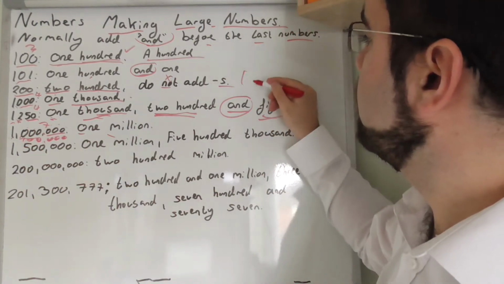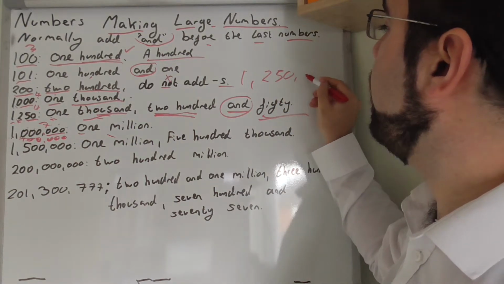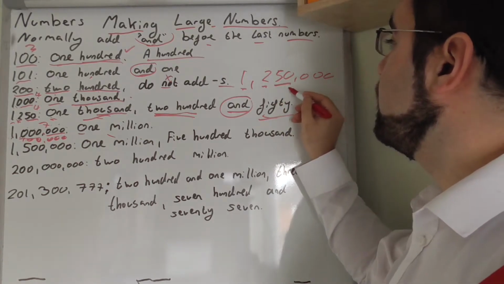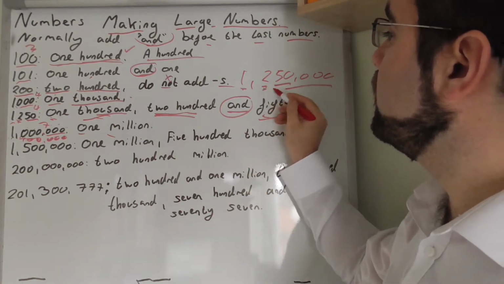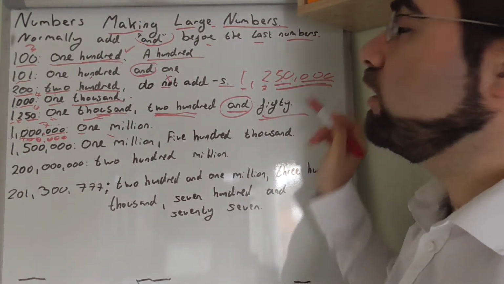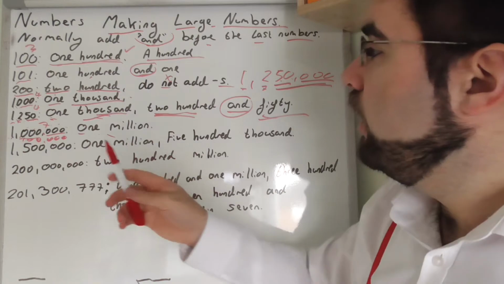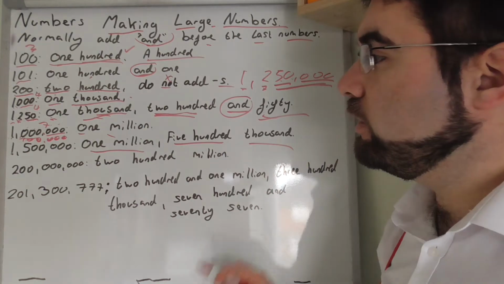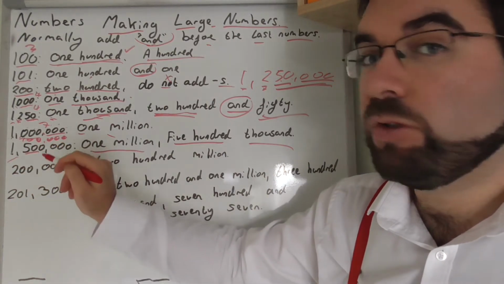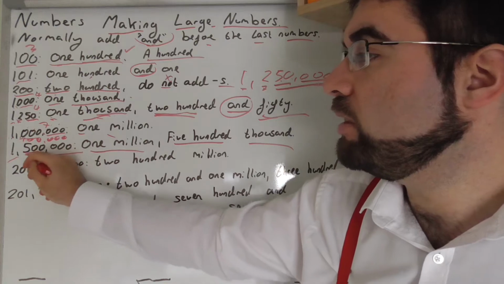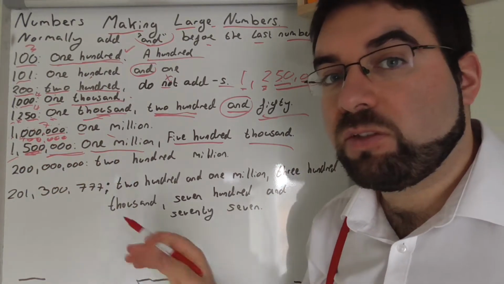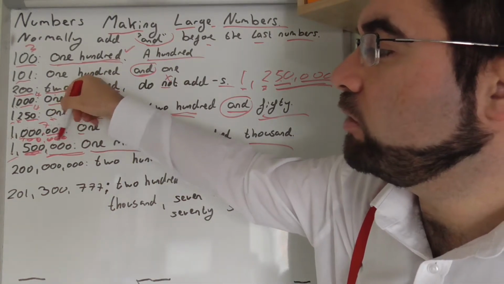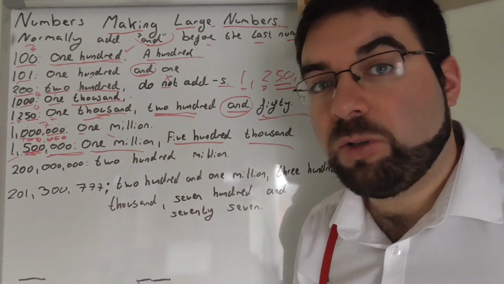So 1 million, comma, 250, comma, 1, 2, 3. 1,250,000. 250,000. Very nice. 1,500,000. Here's the 500. There's the 1,000. There's 3 zeros. Very good. And again, every 3 digits a comma. 1, 2, 3, comma. 1, 2, 3, comma. Very nice.